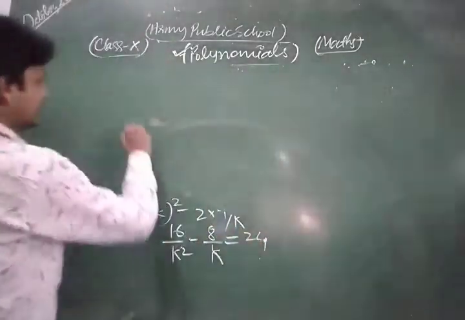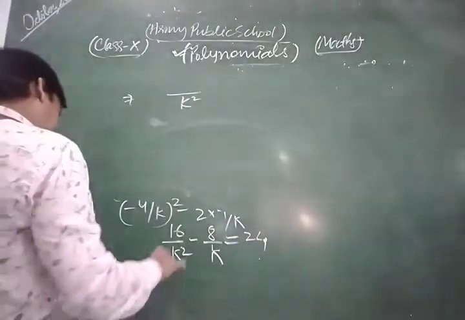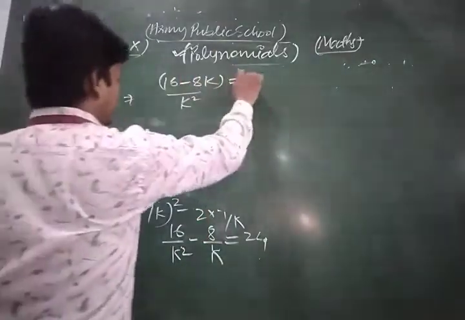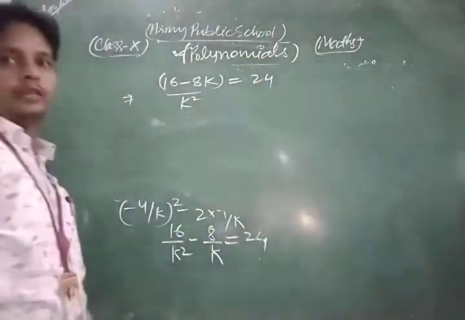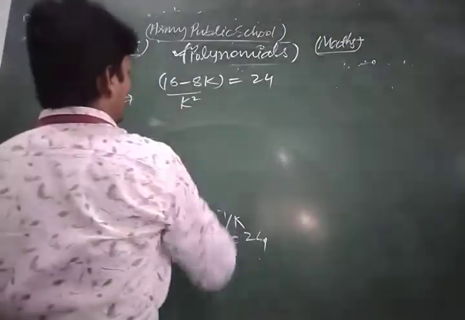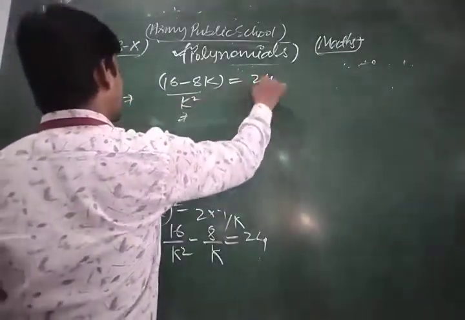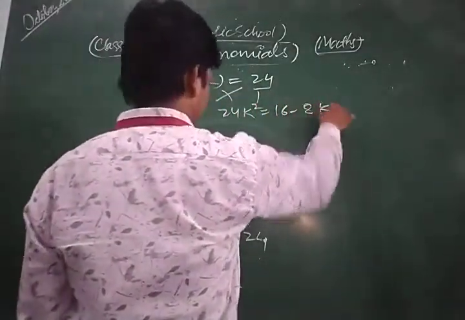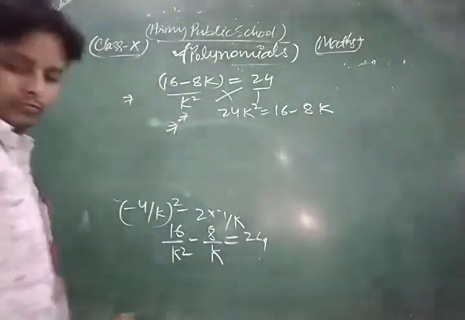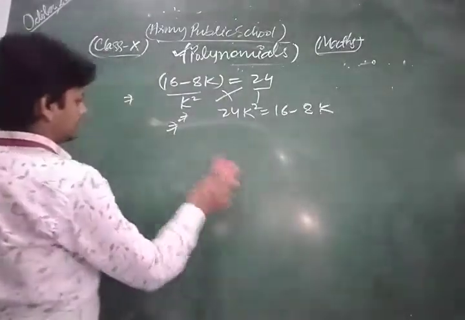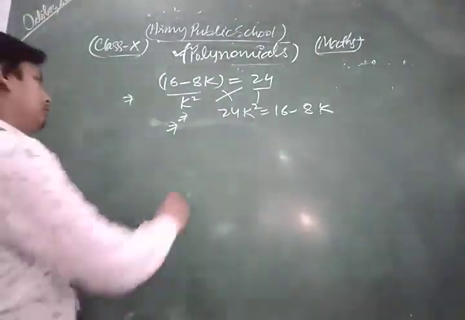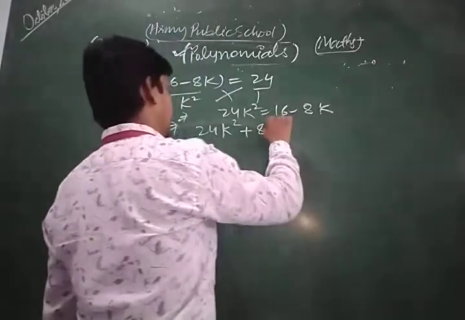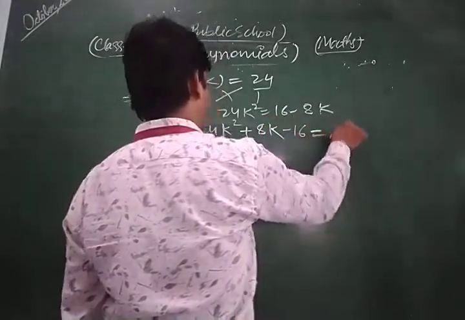Now we take k square as LCM, so we get 16 minus 8k is equal to 24 k square. Now we can do the cross multiplication, so 24 k square is equal to 16 minus 8k, or we can write 24 k square plus 8k minus 16 is equal to 0.